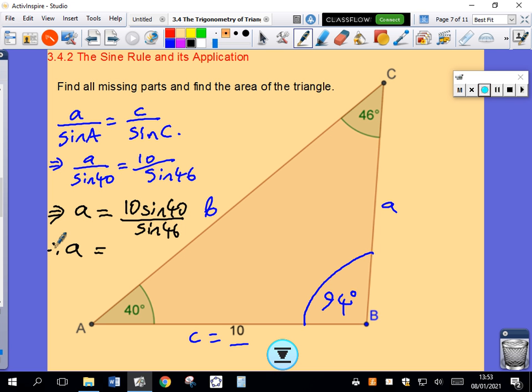One thing I do know is that little a is going to be less than 10 because little a is opposite a smaller angle than little c. Little c, 10, is opposite of 46. Little a is opposite of 40, so little a will be a little bit less than 10. Plug it into your calculator, see what you get.